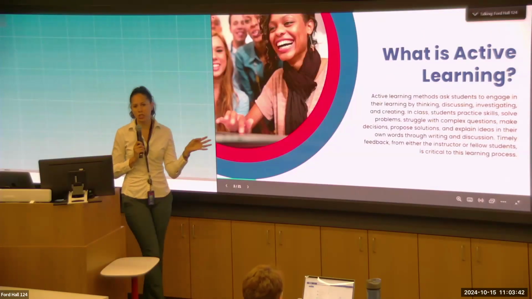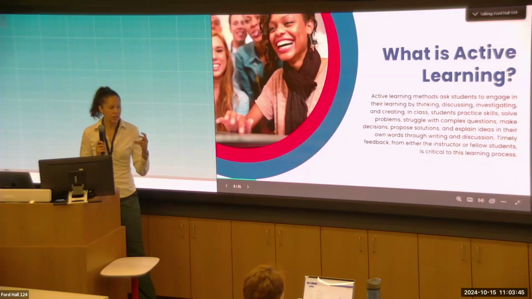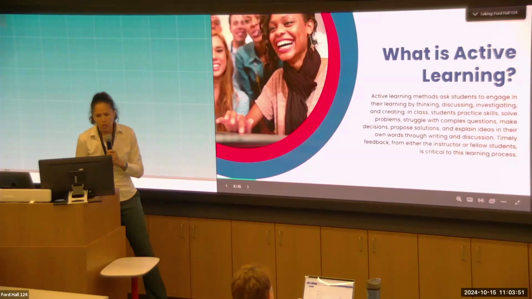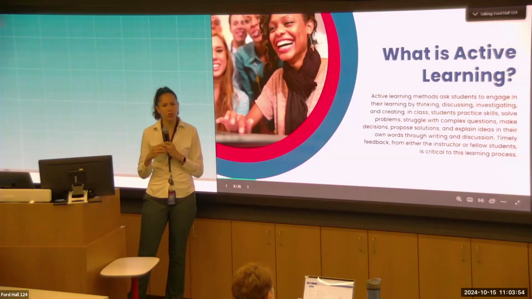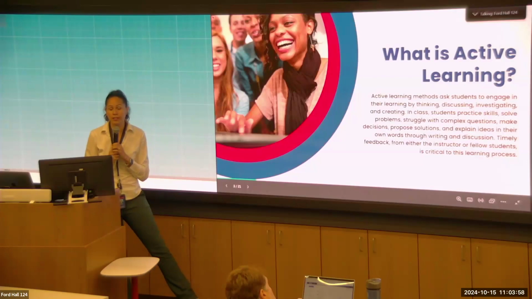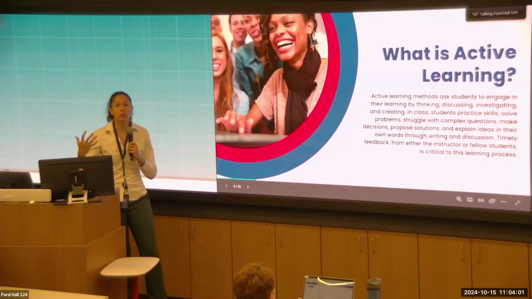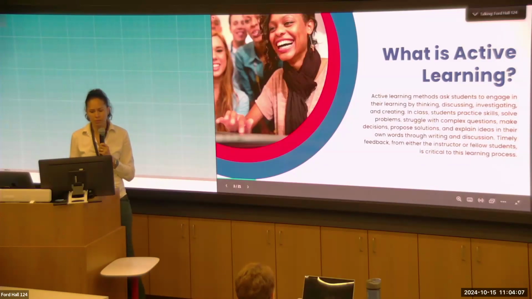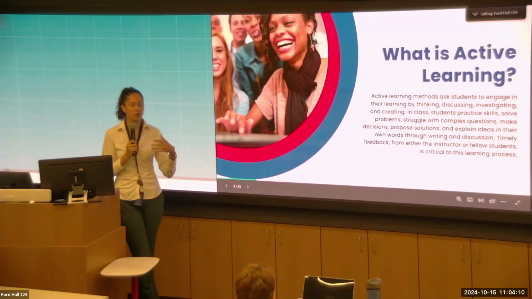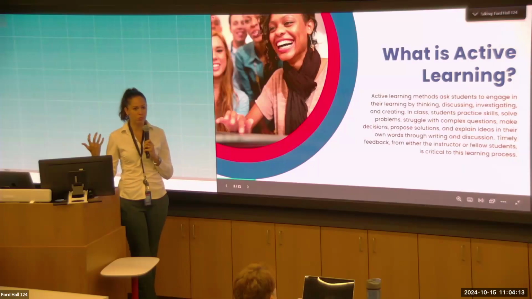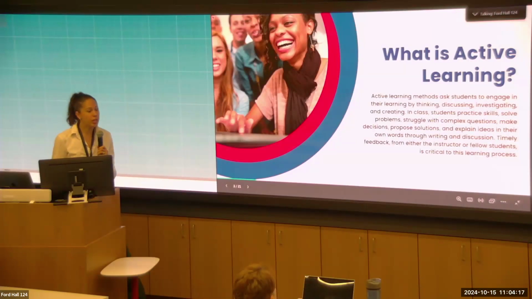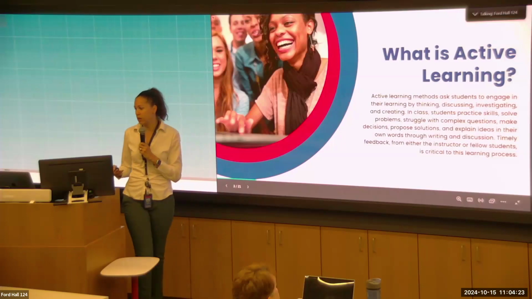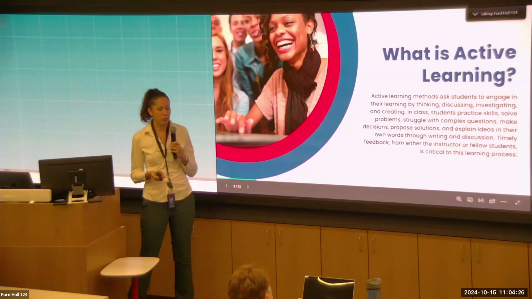So this is a little definition. Active learning methods ask students to engage in their learning by thinking, discussing, investigating, and creating. So it's using the class time for the students to really engage with the content and connect their brains to the content, and actively implement some of these techniques or topics that you're talking about in your lecture to make more sense of them. The good thing is that, because these are in-class exercises, it allows the instructors to provide timely feedback, which is something that is very important.